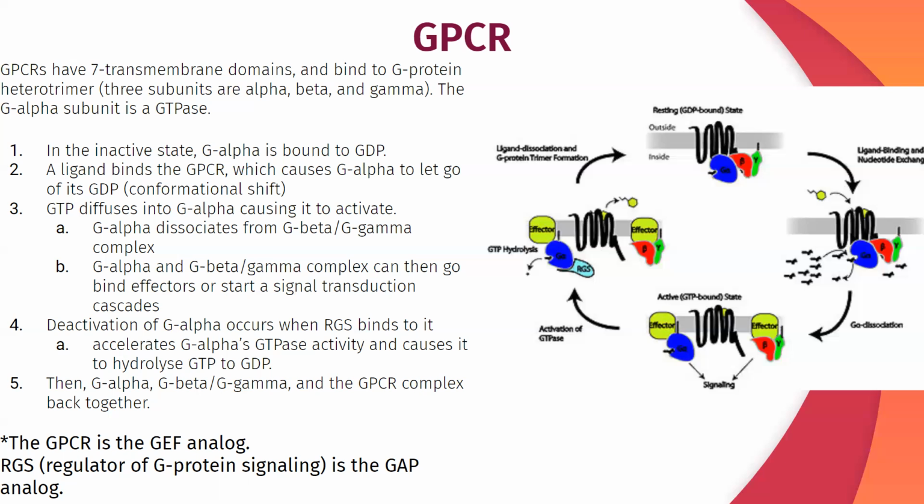So GPCR is the GEF analog and RGS is the GAP analog for this specific signaling pathway. I would write that down just in case you don't want to waste your time reading through all the entire topic notes. It's just an easier way of saying, oh, this happens here, let me go right to it.